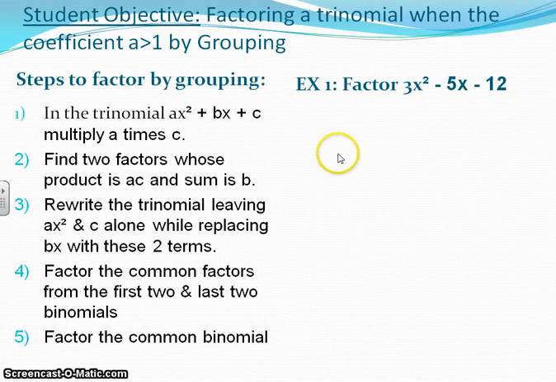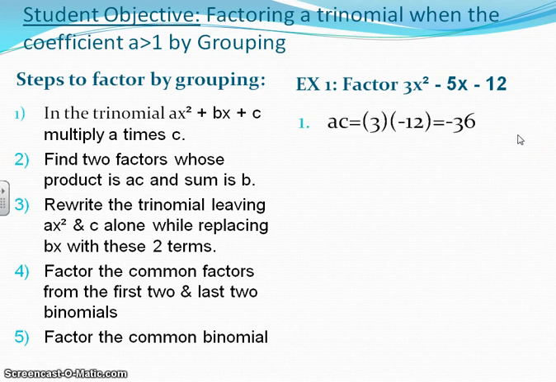So over here on the right hand side we have an illustration of a trinomial, and we know that there's likelihood that this will be factored by grouping because the a term is more than 1. So step 1, we take the a term, which is 3, and multiply it by the c term, which is negative 12. 3 times negative 12 will give us negative 36. Step 2, we now find two factors, two multiples of negative 36, whose sum will be negative 5.